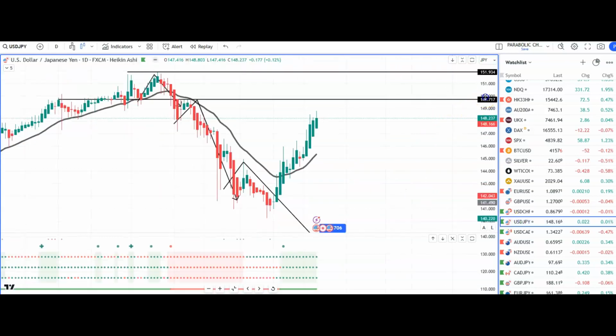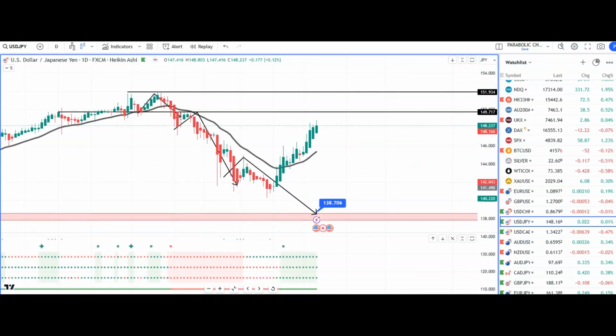US yen confirmed to the upside. We have a couple of targets here. This is a very, very weak target, 149.75, and then on to a very strong target, 152 is the next one above that, which is going to find high resistance.